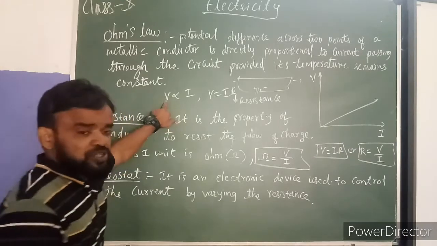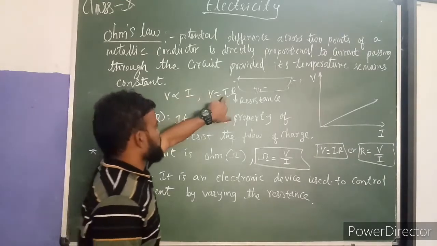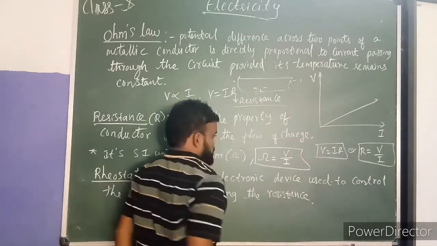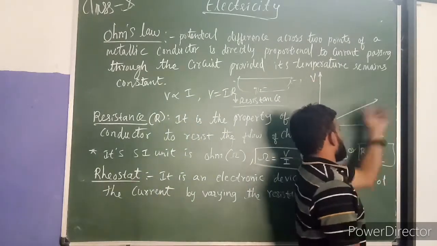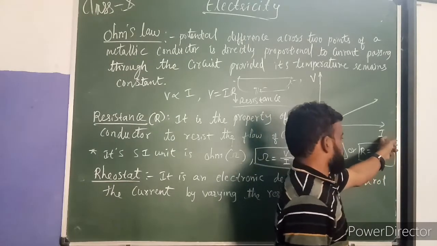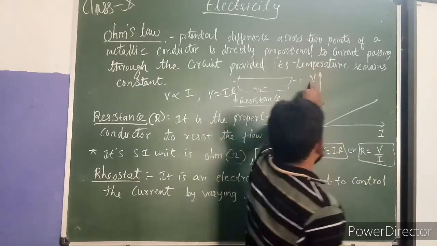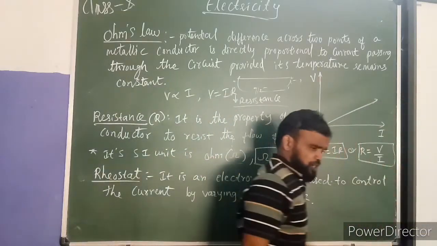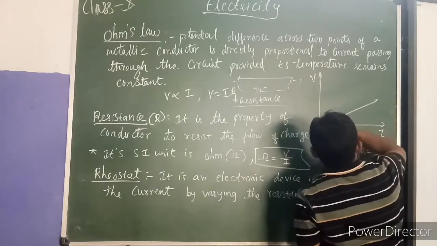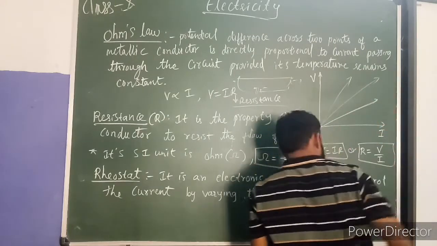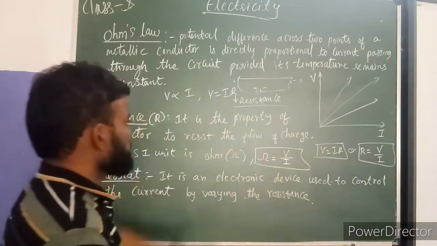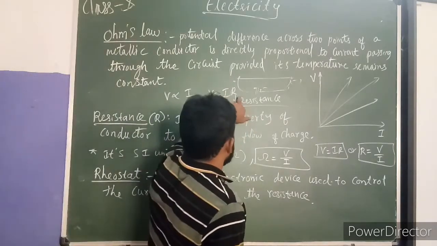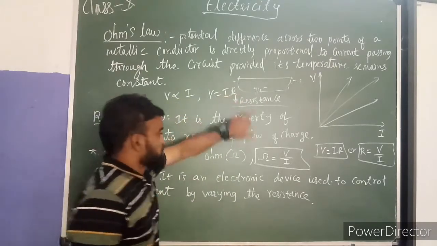Then V is proportional to I, and the general form is V equals I into R, where R is resistance. Here on the x-axis I have taken current, and on the other axis the voltage. The graph is a straight line, whichever direction the current flows. So V equals I into R: current into resistance.